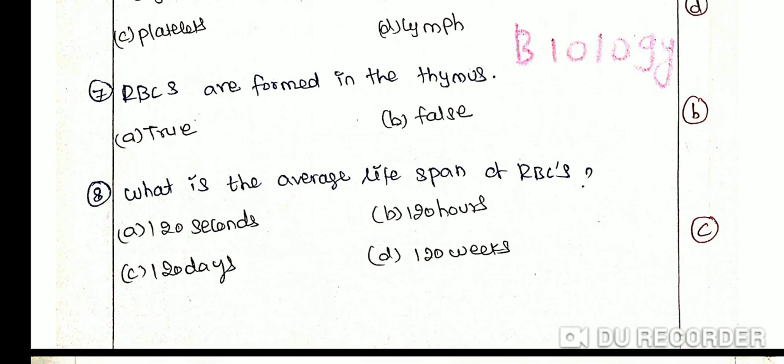RBCs are formed in the thymus. Option A true, option B false. The correct answer is option B false. RBCs are formed in the red bone marrow in adults. RBCs are devoid of a nucleus in most mammals and are biconcave in shape. They have a red colored iron containing pigment called haemoglobin.